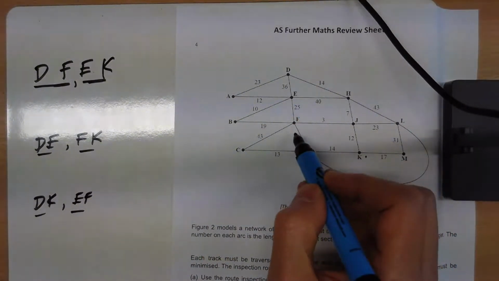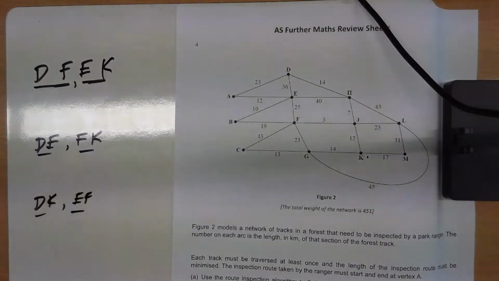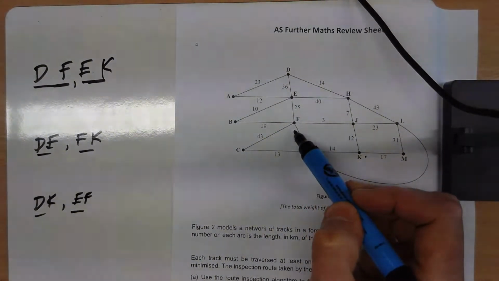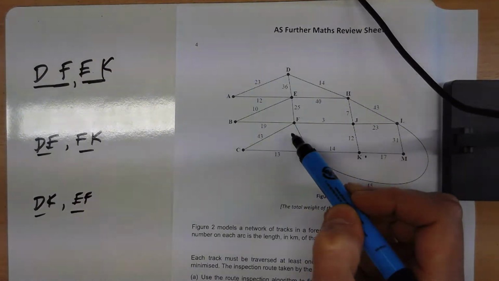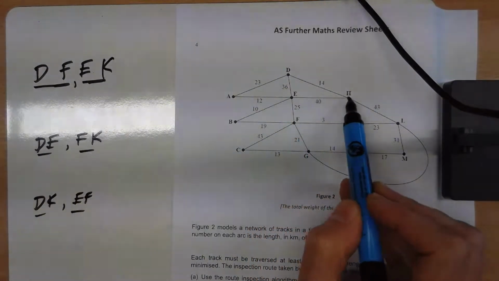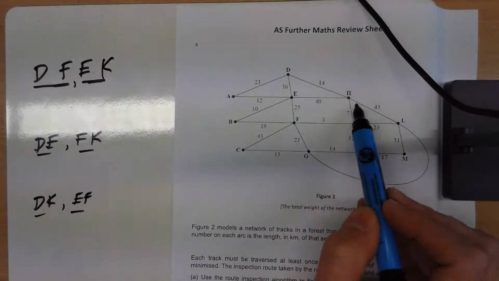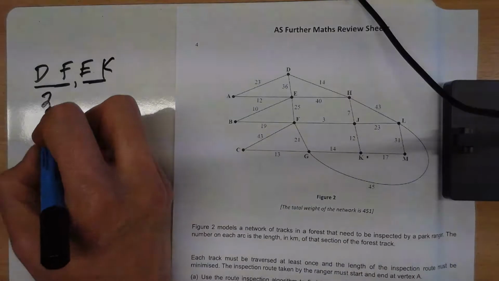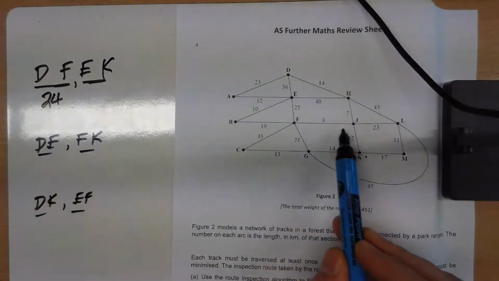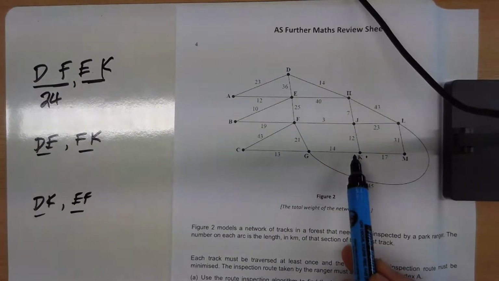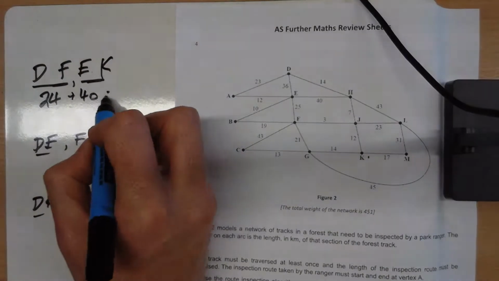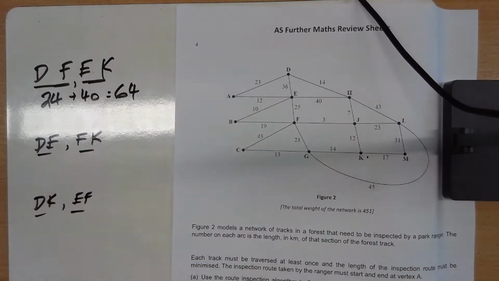Well, D to F. D to F, that's just going to be straight down, I think, isn't it? No, it's not. Look, D to F, you could go that way. D to F would be just that. That's 24. E to K, I think we'd go like that. E to K is 40. So that one makes 64.